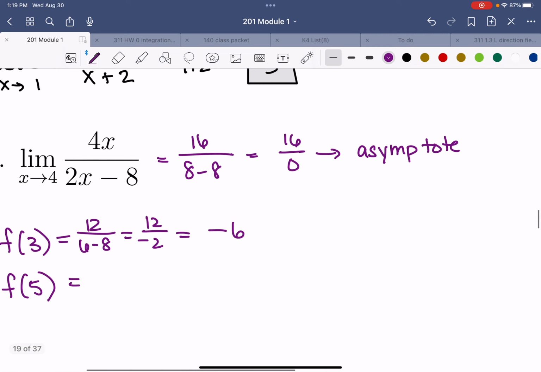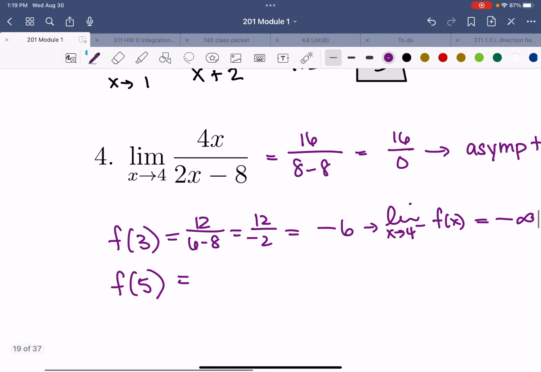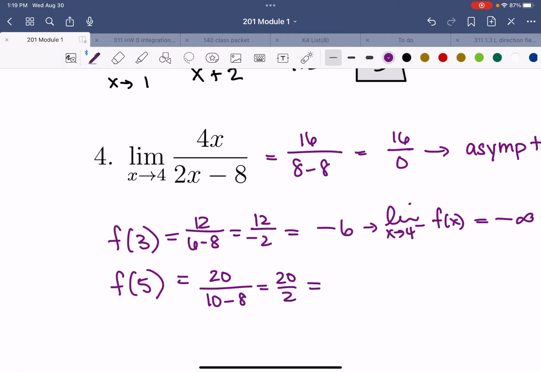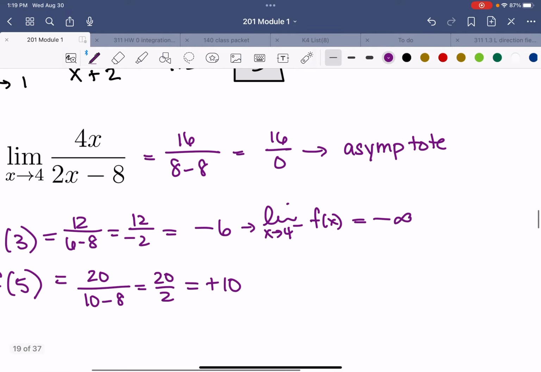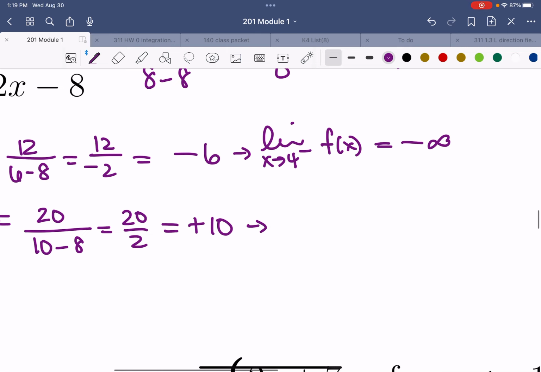And so what that tells me, by the way, is that the limit as x goes to 4 from the left of your function is going to be -infinity. When we plug in 5, we get 20 over 10 minus 8. So 20 over 2 is +10. And again, I just write the plus for emphasis. This tells us that the limit as x goes to 4 from the right of your function is +infinity.